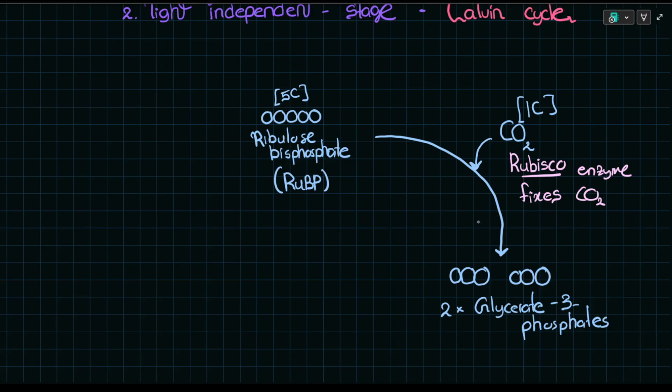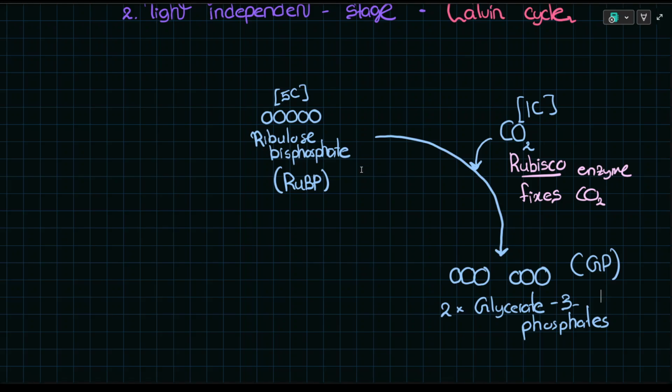Rubisco fixes carbon dioxide, and then we have 1, 2, 3, 4, 5, 6. This is actually an unstable 6 carbon intermediate. Knowledge of this step is not required for A2 levels, but I just mentioned it. So a 6 carbon unstable intermediate is formed, and it just breaks into 2 GPs. Glycerate phosphate is GP: 2 glycerate phosphates.